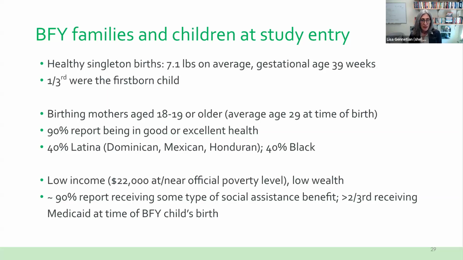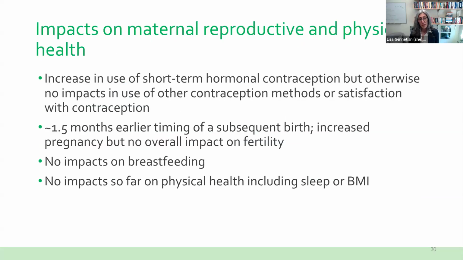Families on average report low income, which is about the poverty level for a family of 4, also very low wealth. The far majority of the families in the study were receiving some type of social assistance benefit when they entered the study, and 2/3 reported receiving Medicaid at the time of the BFY child's birth. I'm going to next just kind of give an overview of 4 kind of domains of health that focus both on the mother and the child.